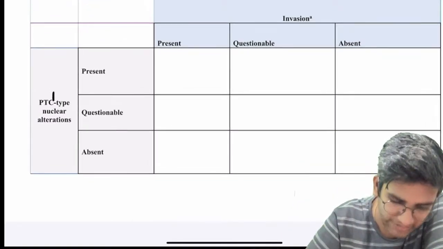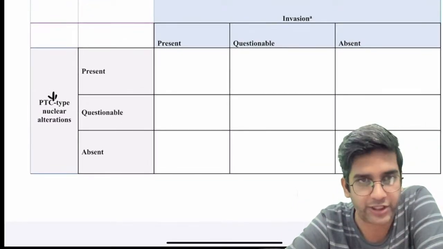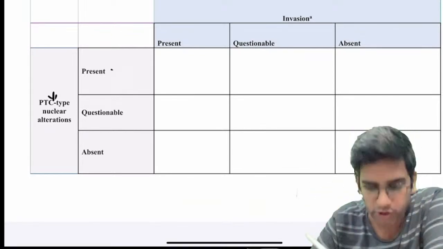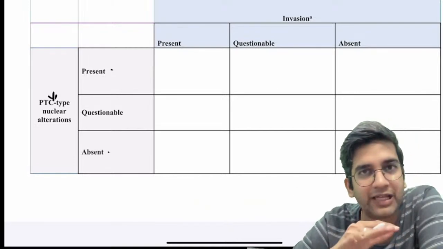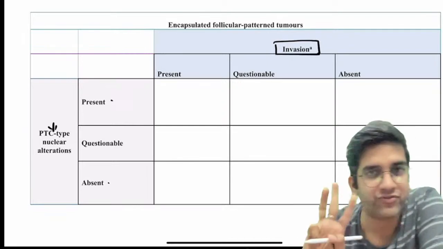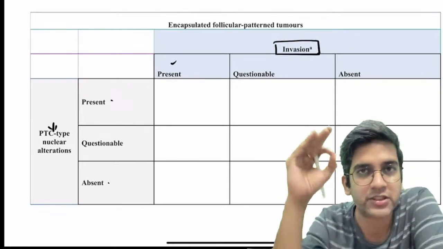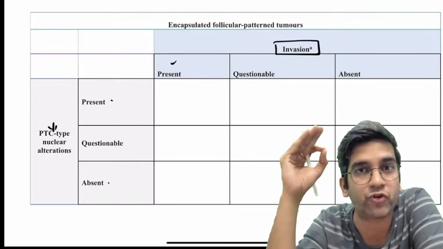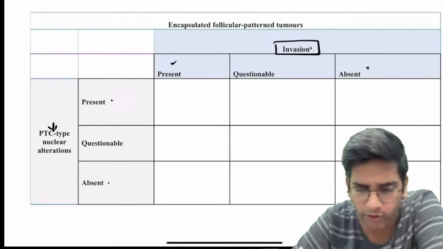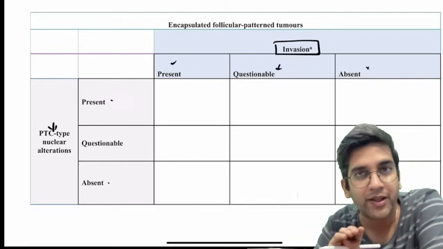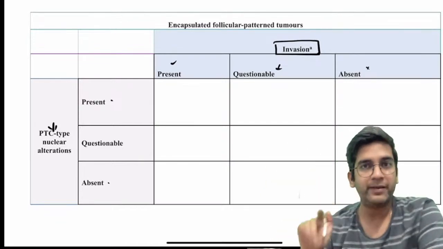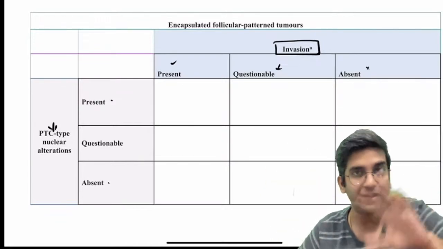So here on one side, I have PTC type nuclear alterations, which means if it's 2 to 3, I call it present. If it's 0 to 1, I call it absent. In between, I don't know what it is, right? Here I have invasion. Again, I have three parameters. Perfect invasion is what we saw in MIFTC, minimally invasive follicular thyroid cancer, the alteration of capsular outline. No invasion is completely normal. Questionable invasion is what we saw now. It didn't push outside, but it made the capsule very, very thin. Clear? So with these parameters, I'm going to write where each one falls, right?